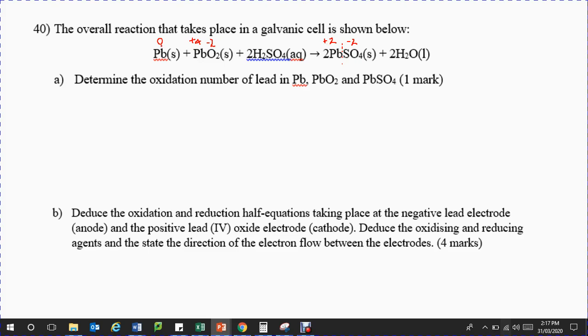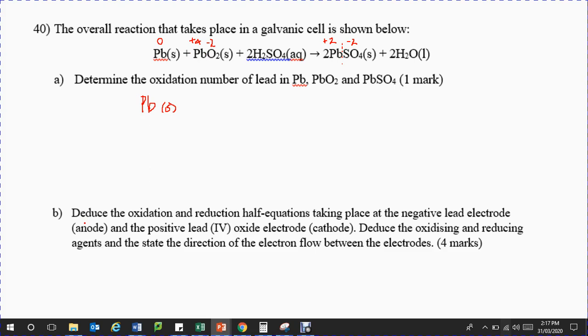Okay, so if we have a look at these oxidation numbers before we go to the next question, we've got lead solid going from an oxidation number of 0 to +2. So that's an increase in the oxidation number. An increase in the oxidation number means it's undergoing oxidation. And then this lead in the lead oxide is going from +4 to +2, so it's decreasing. That would tell us that that one's undergoing reduction.